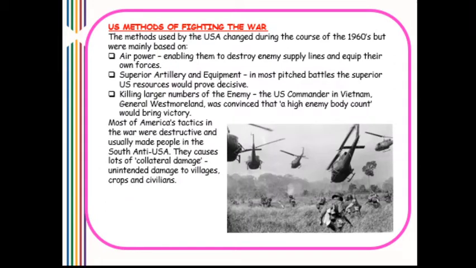Most of America's tactics in the war were destructive and usually made people in the South anti-USA. They caused lots of what was called collateral damage, so that means unintended damage to villages, crops, and civilians. So I'm going to run through a couple of the different tactics then used by America. I'm going to start with Operation Rolling Thunder.